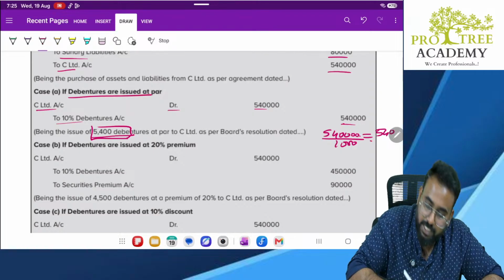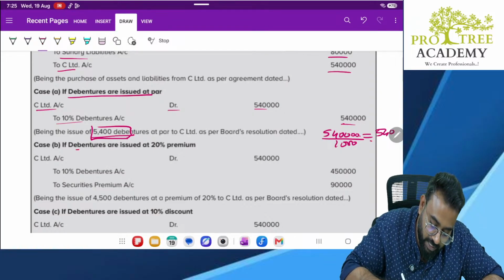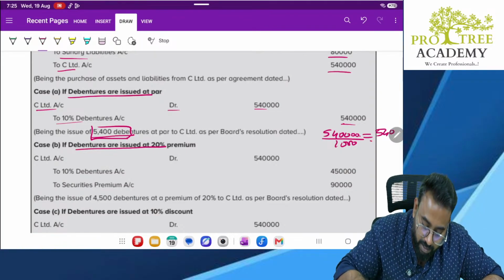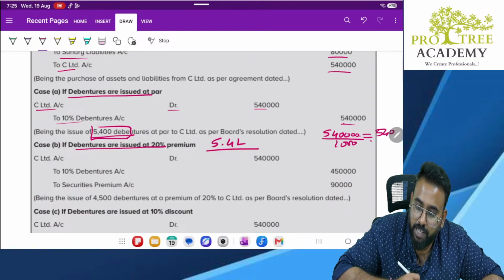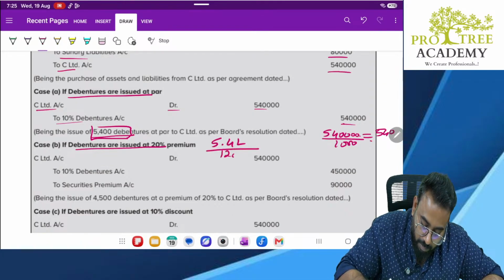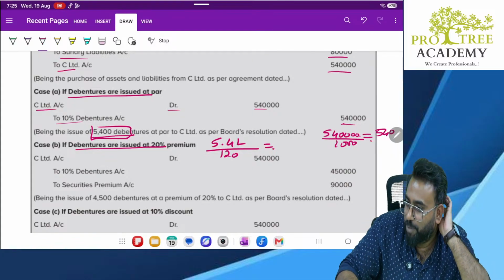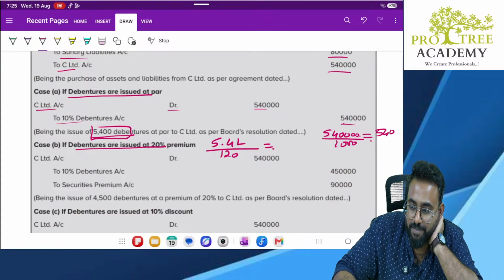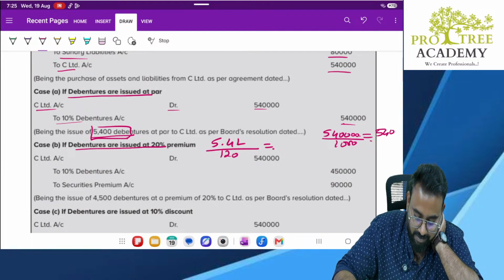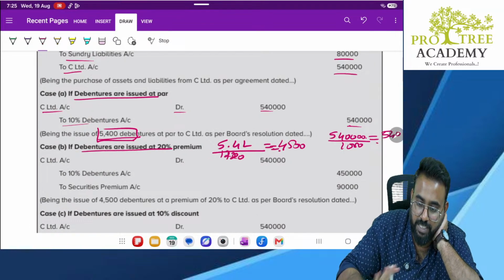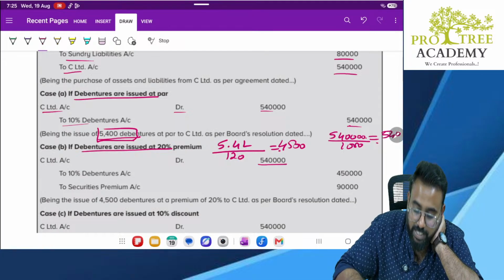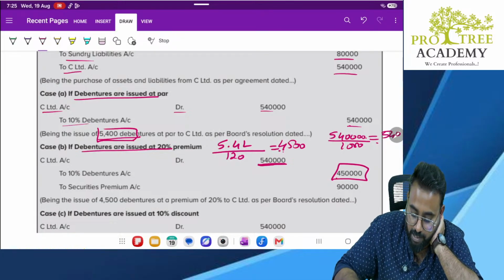This is for debentures issued at par. Now what if debentures are issued at 20% premium? Simple. 5.4 lakhs divided by 120. Tell me how much, 5.4 lakh divided by 120. Debentures. Did you see? See, the value remains same, 5.4 lakh only, but number of debentures changes. So only 4.5 lakh will go to debenture account. Remaining 90,000 will go to premium account.